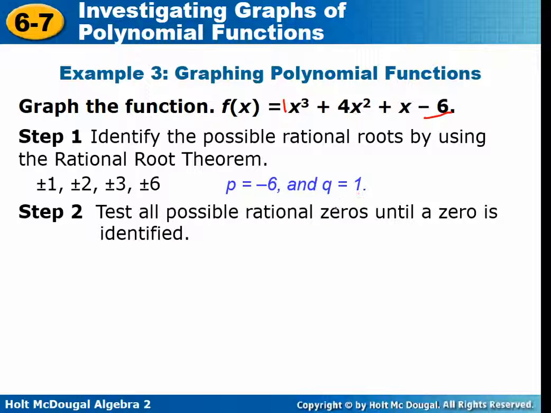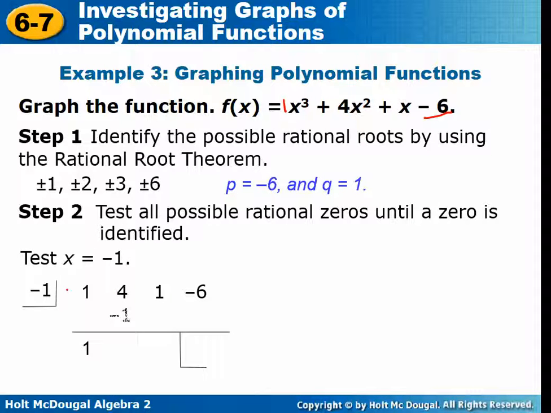And then we're going to test all of those possible rational zeros until a zero is identified. The easiest way to test these is using synthetic division. So we take our x equals negative 1, and that is what goes here in our box. And then here are our coefficients, 1, 4, 1, and negative 6. Those go right here. Remember, we bring down the 1, and then we use our synthetic division that we've learned about already. So we take 1 times negative 1, and that answer goes right here, negative 1. 1 times negative 1 is negative 1, and you put it here.